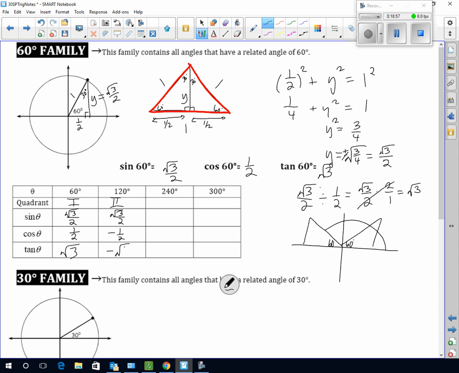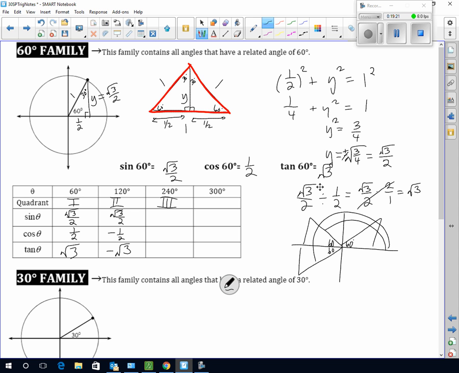Okay, now we're going to go into the third quadrant. And if I travel all the way to the third quadrant, the reference angle is 60. My related angle is 240. So what is sine of 240 degrees? Positive or negative? Negative root 3 over 2.